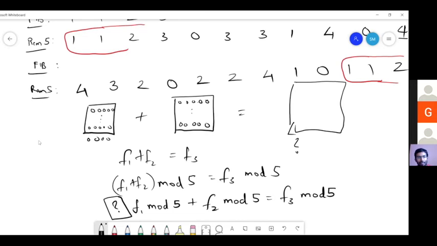As a hint, I have drawn this diagram. So if you want, you can just look at it. If you want a hint, you can look at it.